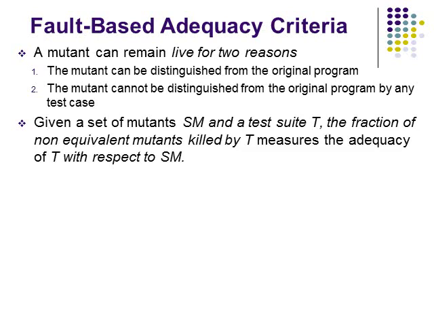Given a set of mutants SM and a test suite T, we represent the set of mutants as SM and the test suite as T. The fraction of non-equivalent mutants killed by T measures the adequacy of T with respect to SM.